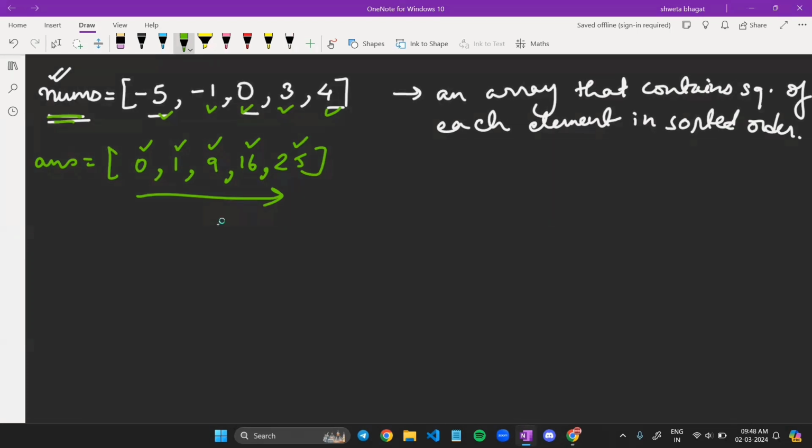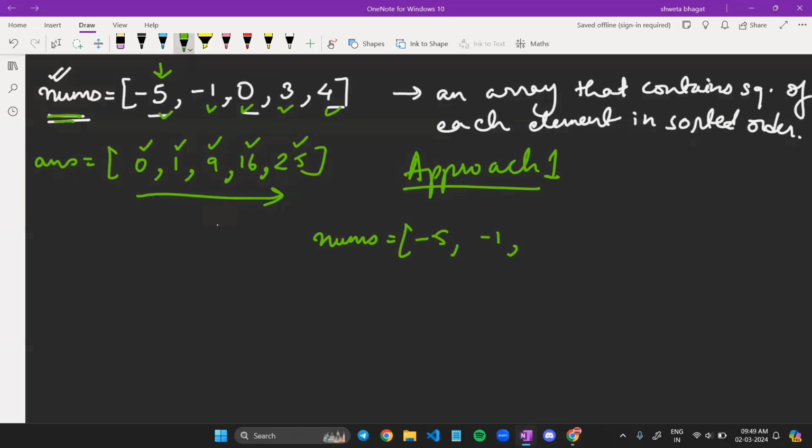We will be discussing two approaches. Let us first discuss approach 1. What we'll be doing in approach 1 is we will iterate over this nums array, and at each index we will store the square of that particular value. Then we will sort it. What do I mean by this? Say for example, this is our nums: -5, -1, 0, 3, 4.